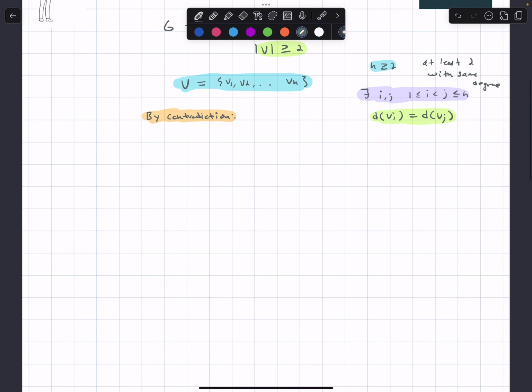What is the negation of this? What is the opposite of this? That they are all different. They all have different degrees. So we're going to suppose, for the sake of contradiction, that they all have different degrees.